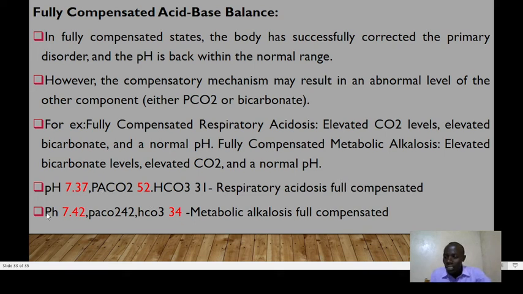All right, what about this one? 7.42, partial pressure of carbon dioxide 42, and then the bicarbs 34. Okay, guys, the pH is within the normal range, but it's closer to 7.45. So this is an alkaline environment. Does it match with the partial pressure of carbon dioxide? 42 is more on the acid side, so it doesn't match with the 7.42.